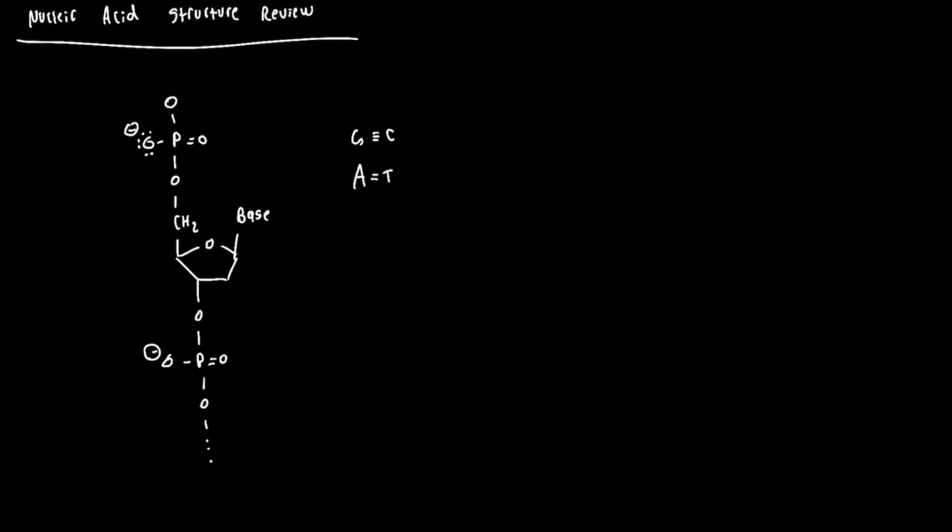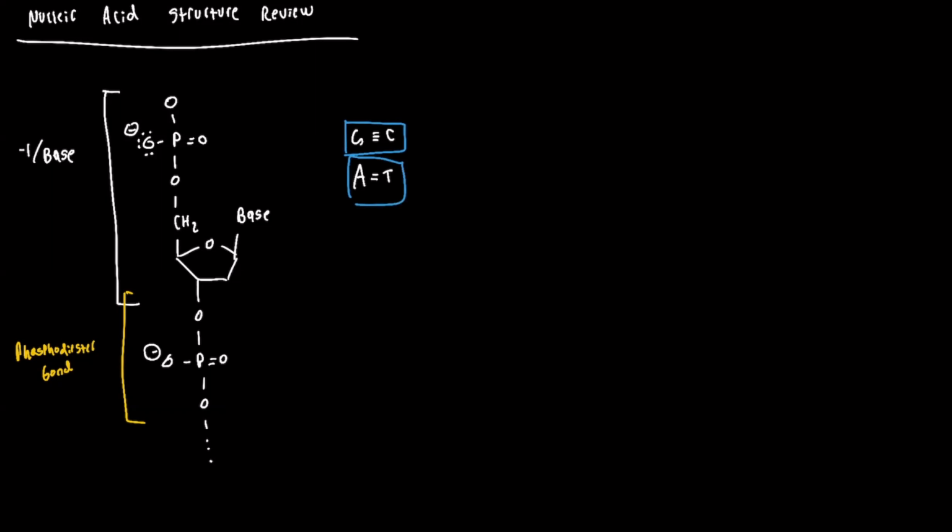Okay, and here's the structure of a nucleic acid. So as you will notice, for every one base, there's a -1 charge. So -1 per base. That's a pretty important thing. And also an important thing to highlight is this phosphodiester bond connecting all of the nucleic acids. Phosphodiester bond. And one last thing that's important about these bases is that G and C will triple hydrogen bond, and A and T will only double hydrogen bond.